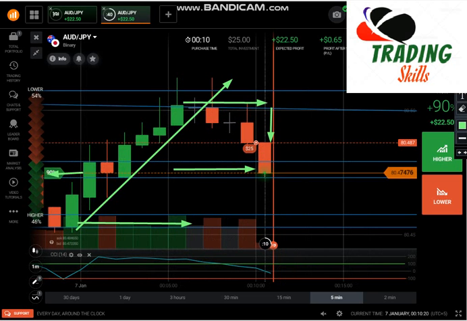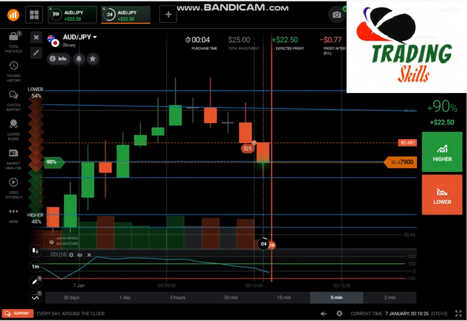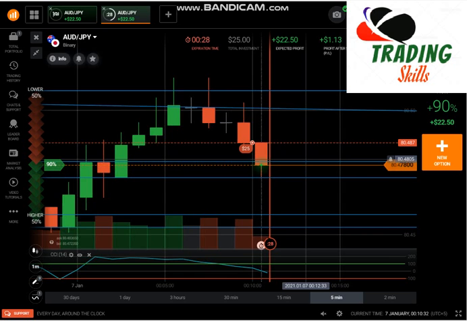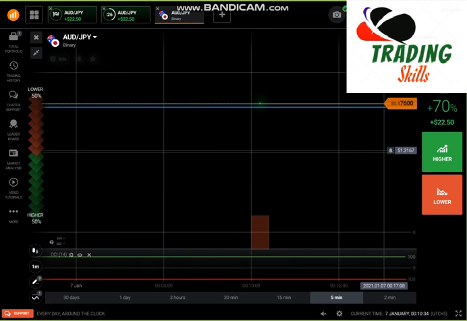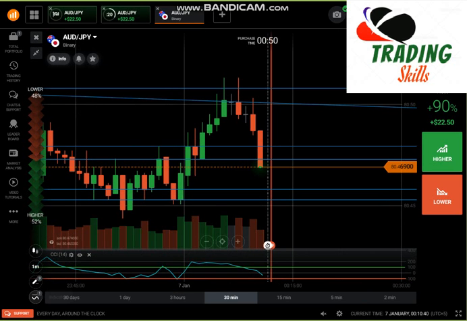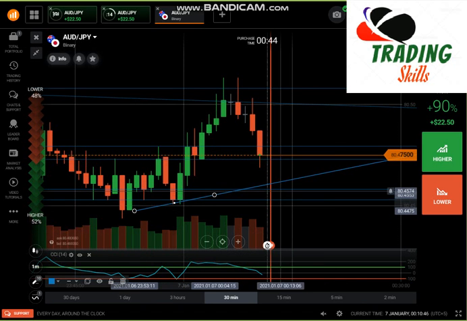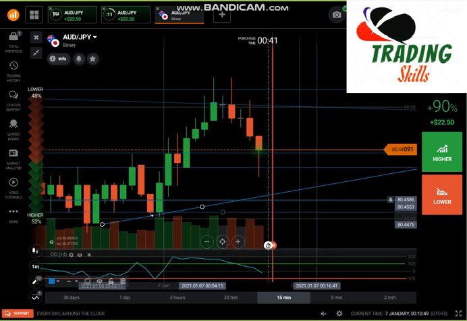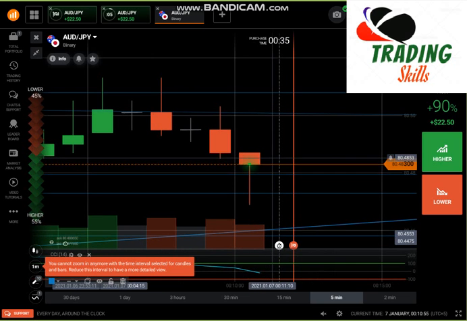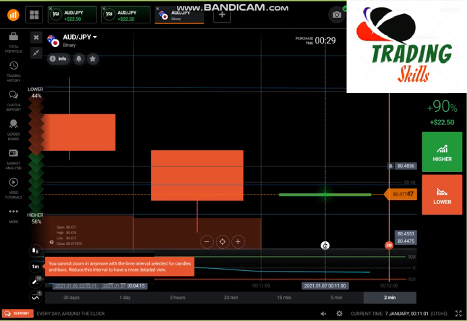You can see the market is moving in this range, so I took my trade. Let's see what happens. Now from this point I can expect a buyer's entry also, because this is also a level. Let's see what happens. The candle closes with a gap. Okay, now you can see I won my trade here.